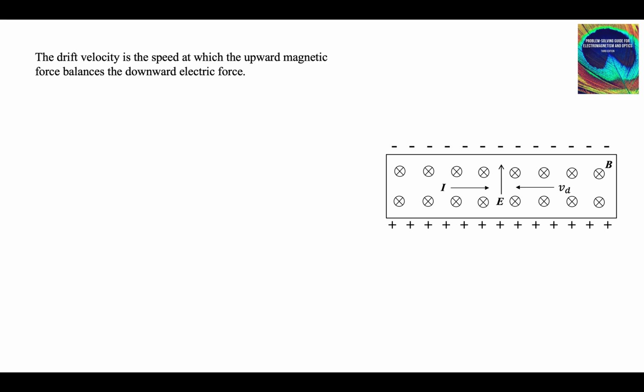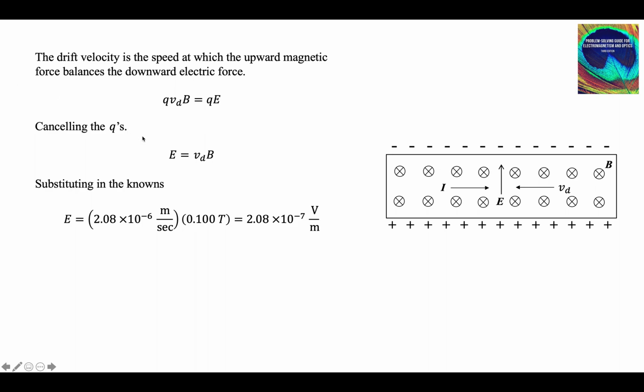The drift velocity is the speed at which the upward magnetic force balances the downward electric force. The magnetic force is a function of speed. So we have the magnetic force, Q V drift B equals QE. Cancel the Q's. The electric field is V drift times B. And we know 2 of these. There's the drift speed, and there's the magnetic field, given 100 millitesla, 0.1 Tesla. So there is the electric field between the top and the bottom of the bar.